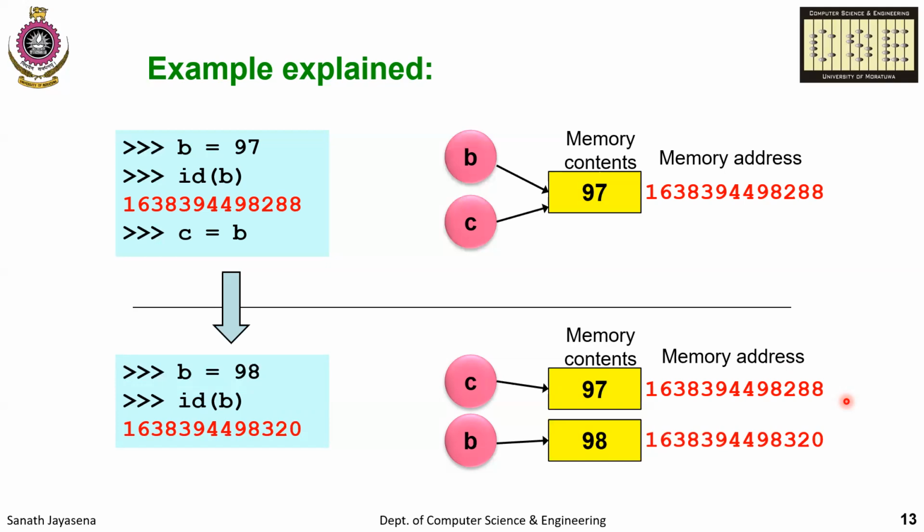Now you can imagine then, if you next say C equals 97, what will happen actually? Let's say if I say, at the next prompt, C equals 97. What will happen?